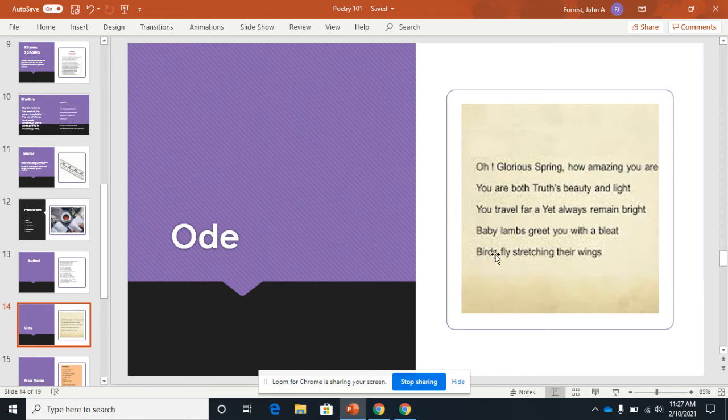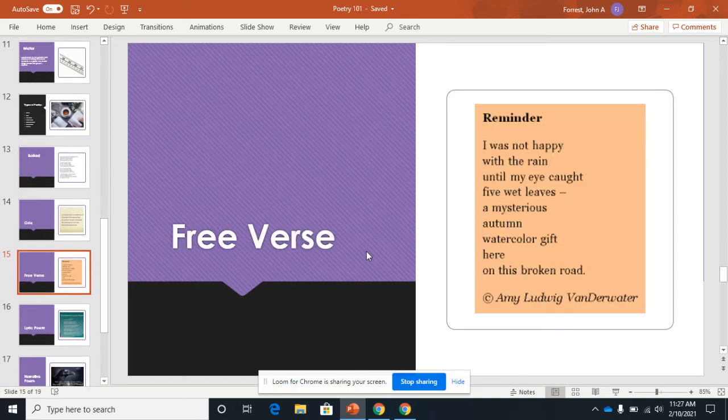So in this ode, the author is praising springtime. He is happy that spring has arrived, and he is shouting his praises to the skies, thankful that it is finally spring. So if you read a poem and they're praising something or someone, chances are you're reading what's called an ode, and it's pronounced ode, not odie. Number 3, free verse.